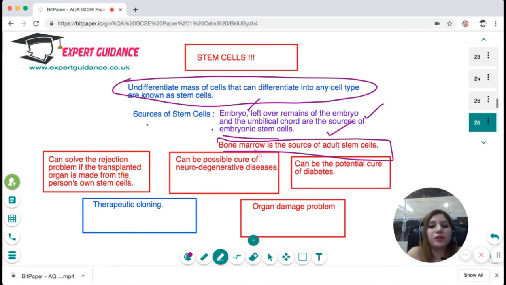In therapeutic cloning, we take adult stem cells and make embryonic stem cells, and then the embryonic stem cells are specialized to make the desired organ. And it can also solve the organ damage problem. So stem cells are a very good promise, a very good potential medicine revolution for the future.